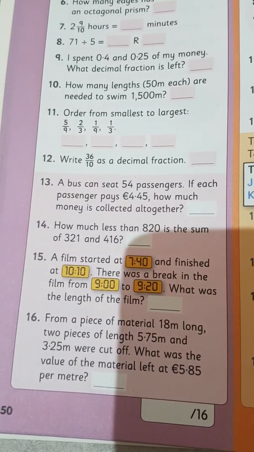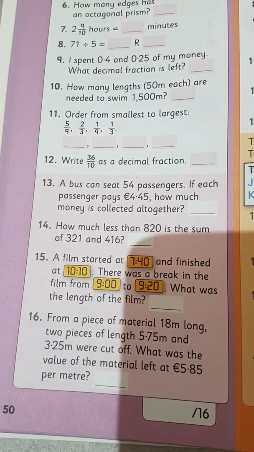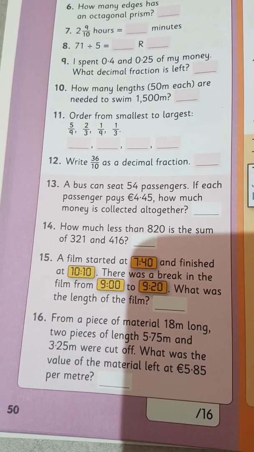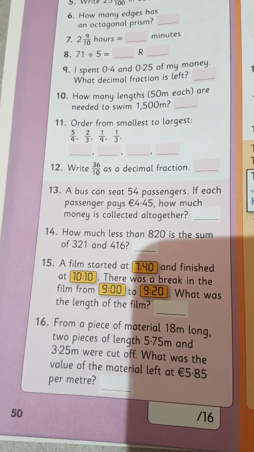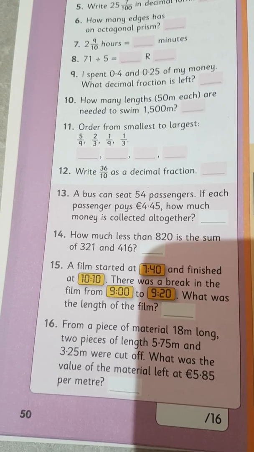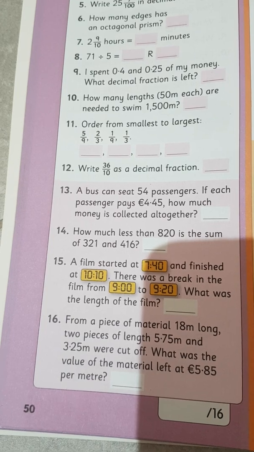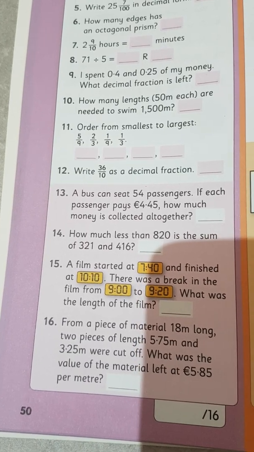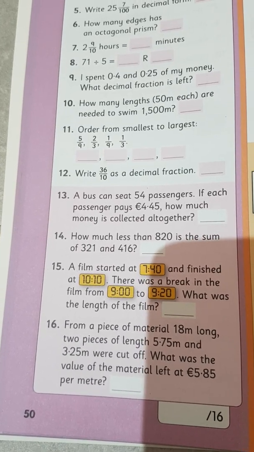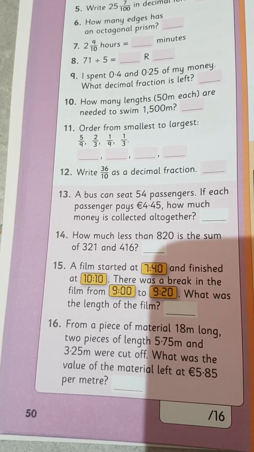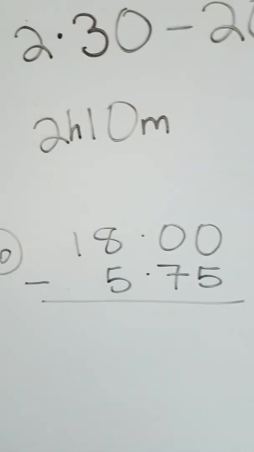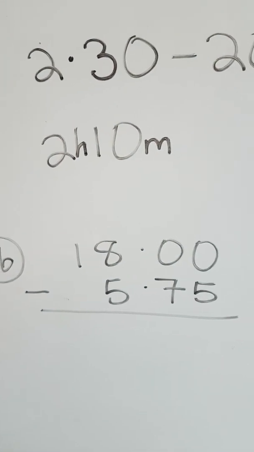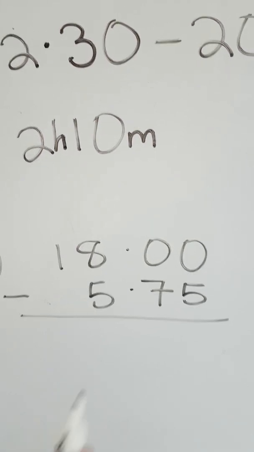Question 16. From a piece of material 18 meters long, 2 pieces of length 5.75 meters and 3.25 meters were cut off. What was the value of the material left at €5.85 per meter? So there's a few bits to this now. The first thing we need to do anyway is get rid of the 5.75 and the 3.25 from the 18 meters. So we start with our 18 meters, and the first thing I'm going to do is take away 5.75.